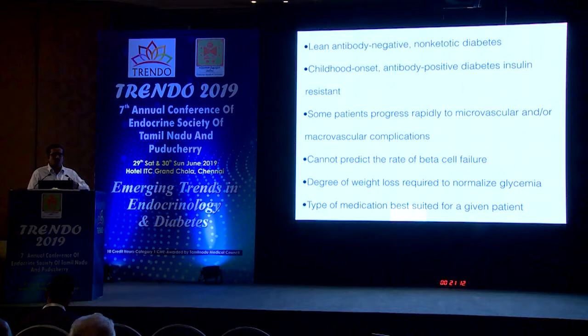We also really cannot predict the rate of beta cell failure, although there are various studies from the West from which we extrapolate the information. We really cannot predict, for a given patient who is coming and sitting in front of us in the clinic, what is going to be the rate of beta cell failure. It is also difficult to judge how much weight loss is required to reverse or normalize glycemia. I think Dr. Arun Menon gave a little hint on how to reverse diabetes with weight loss, but again, the degree of weight loss required to reverse is very difficult to judge for a given patient. Also, the type of medication best suited for a given patient. Again, these are all the challenges that we have when we are trying to apply this precision concept in the field of diabetic therapeutics.